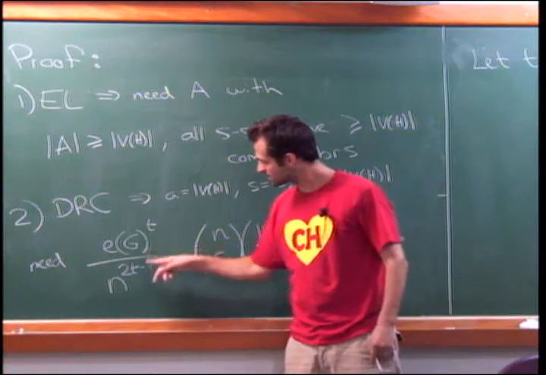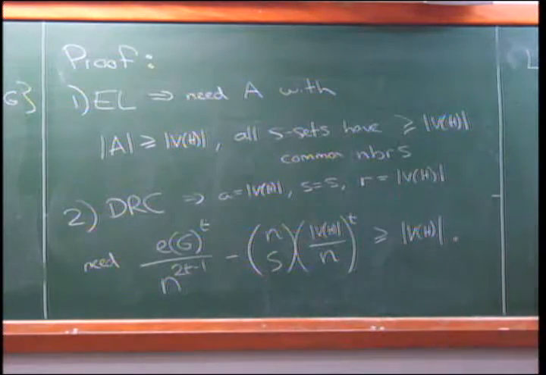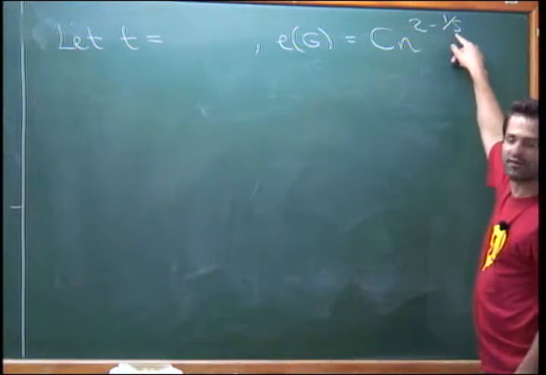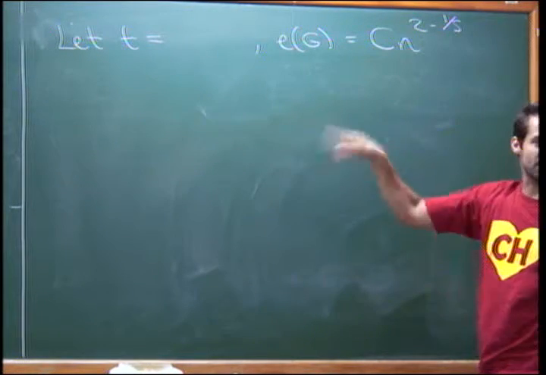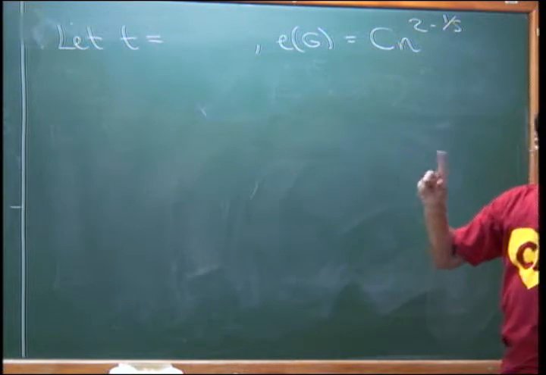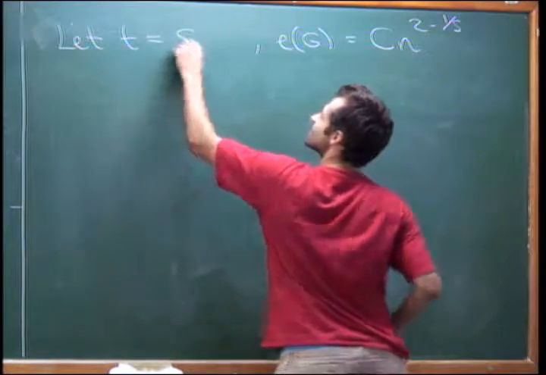We'll get 2t minus S plus 1 over S plus 1. So both terms will be small. So not quite. Take t equals S.